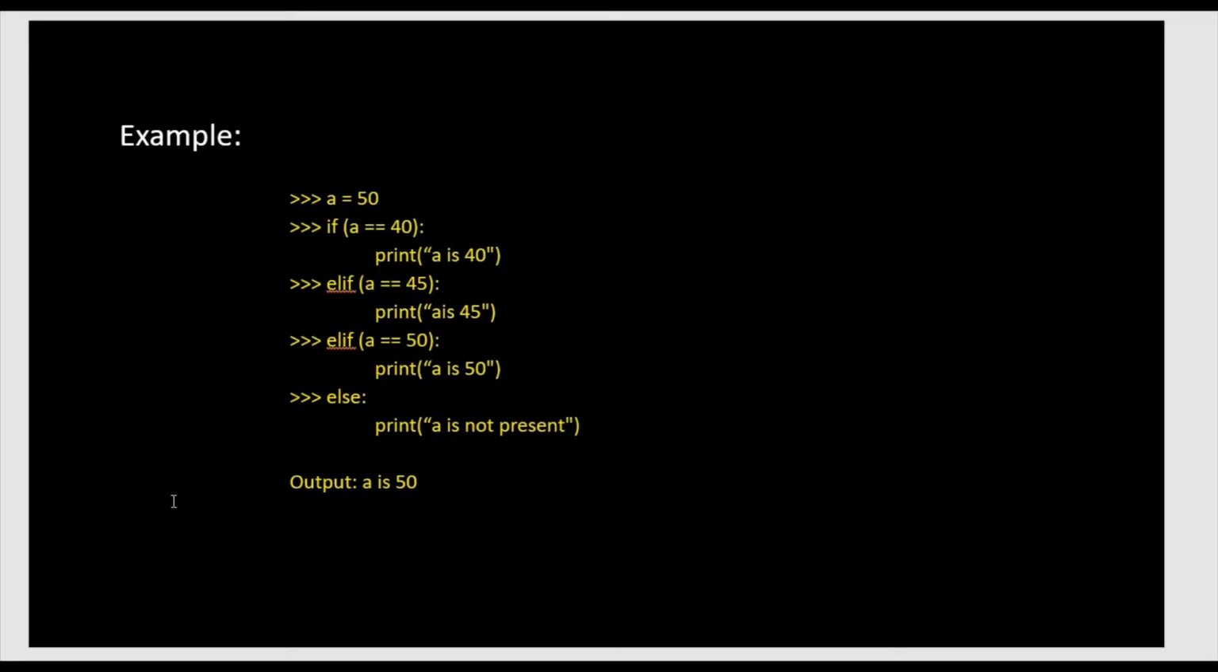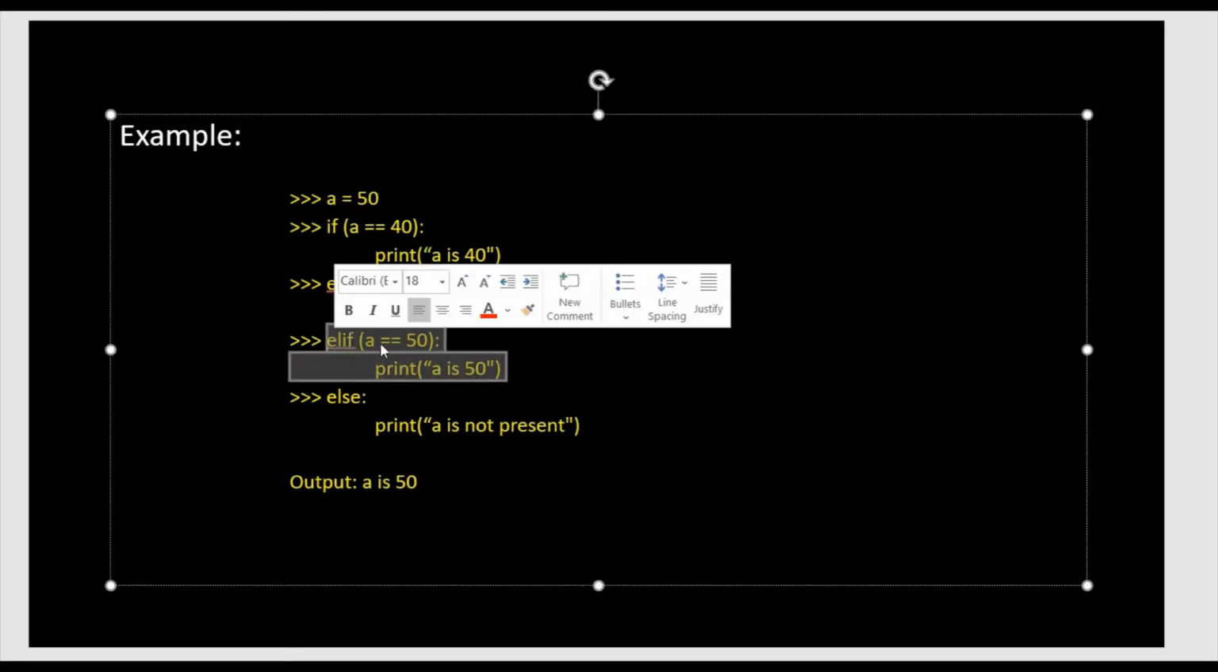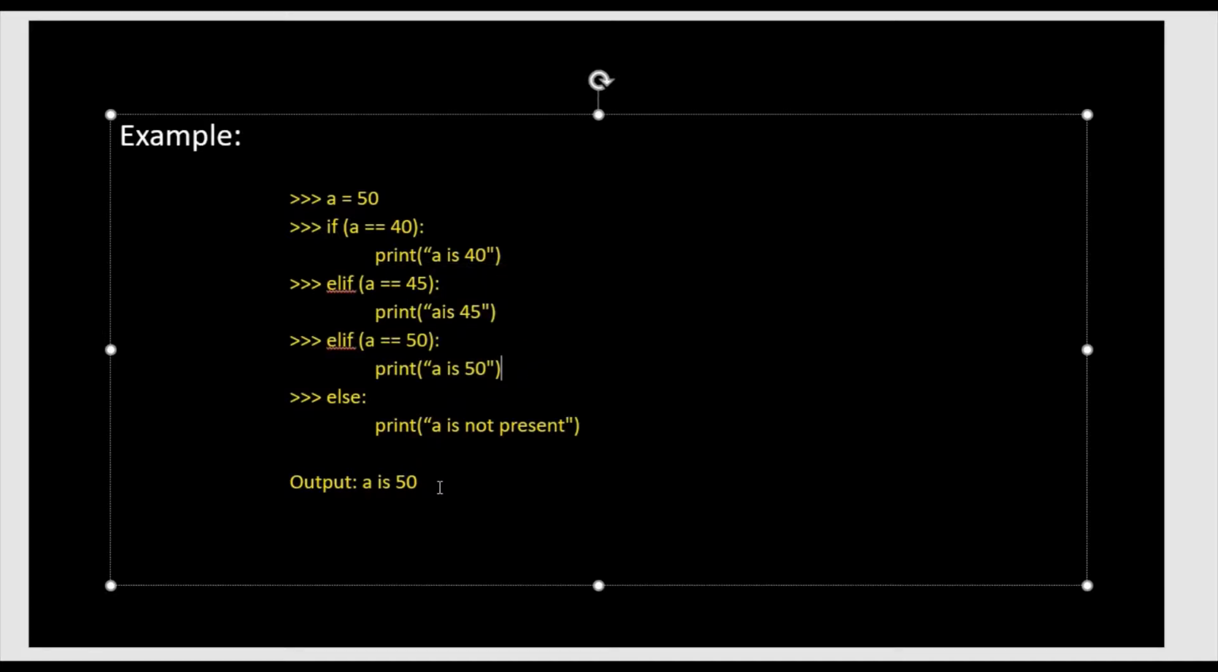So in this example we have seen that a equals 50. If the initialized value is true for any condition, that statement will be executed. Here, elif a equals 50, so the statement a is 50 is executed. Like that, if we give 40 instead of 50, the first statement, a equals 40, will execute. It works based on the conditions.